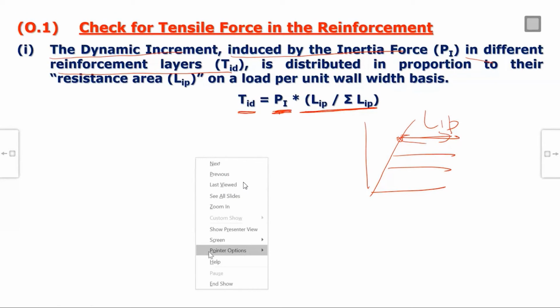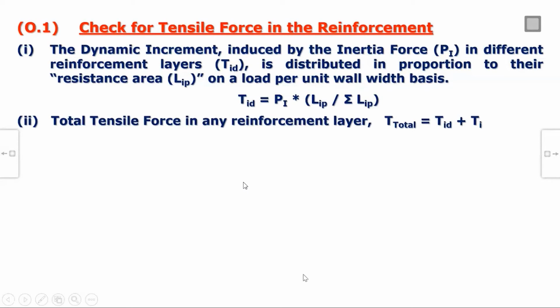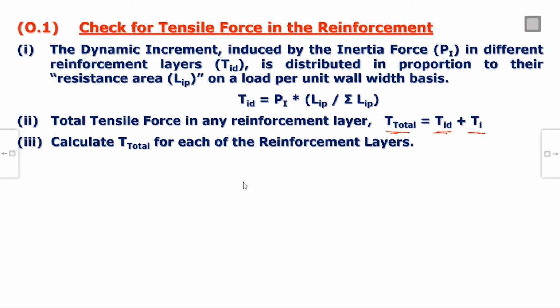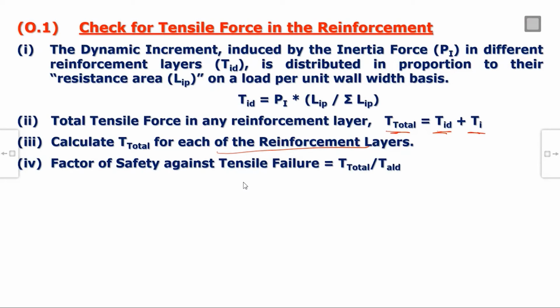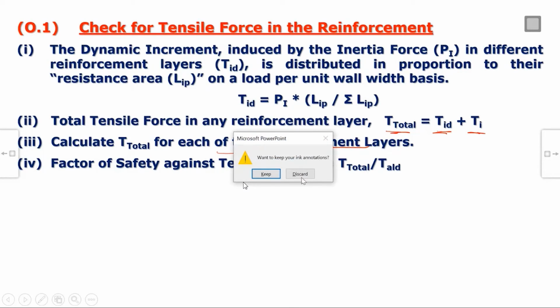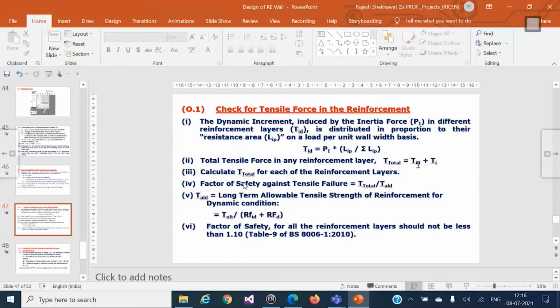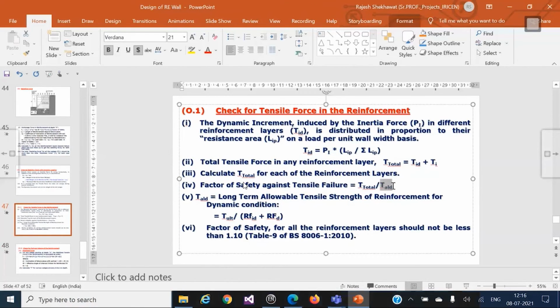So now we know in each layer how much extra load will be there, and you will calculate the total tensile force: TiD dynamic, and this was static, which we have calculated previously. Calculate this for each reinforcement layer, for both A and B. And for the factor of safety, here also I have made a mistake. This will be TALD divided by T total. What is TALD? I will just tell you.